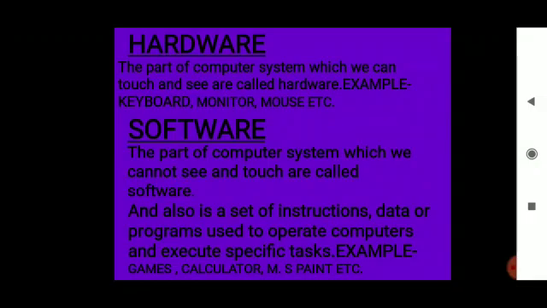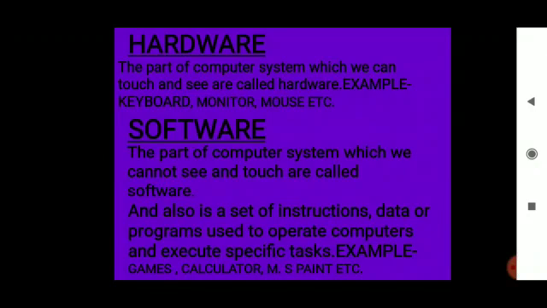For example, keyboard. You all know what a keyboard is. It is used to type. Monitor, you know the screen, whatever screen we can see on which we get the result, that is called the monitor. Mouse is a pointing device which is used to point out things.